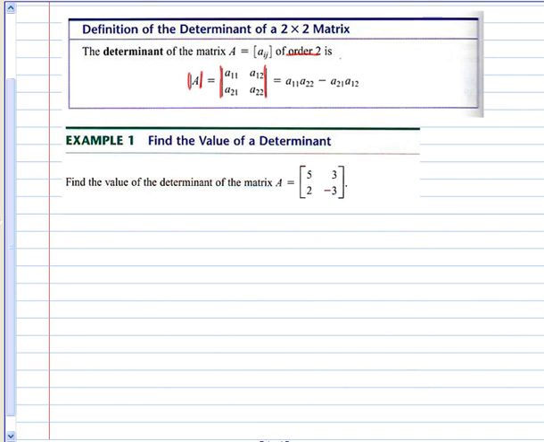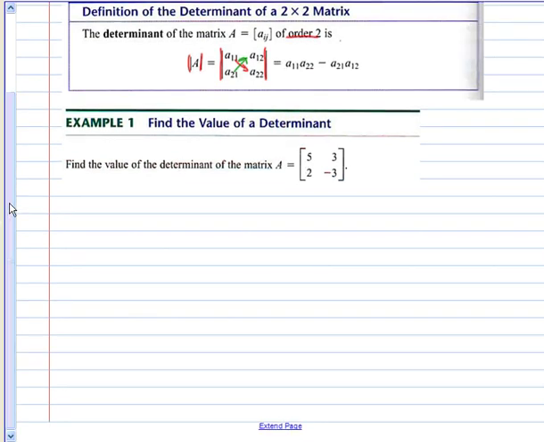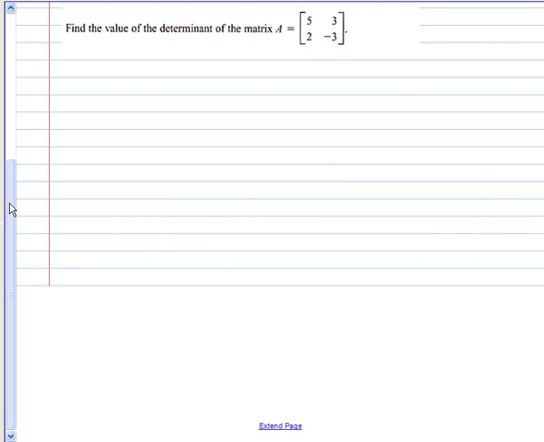And we are going to multiply the numbers in this diagonal. So they say A sub 11 times A sub 22 minus the product multiplying the numbers in this diagonal right over here. And that gives us the value of the determinant on a 2 by 2 matrix. Extremely simple. You just need to remember how to do it.